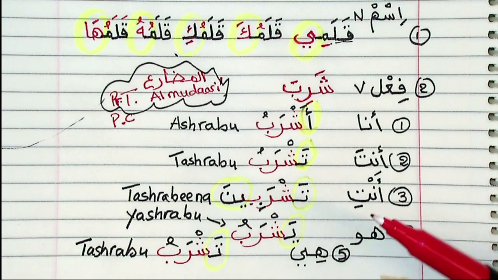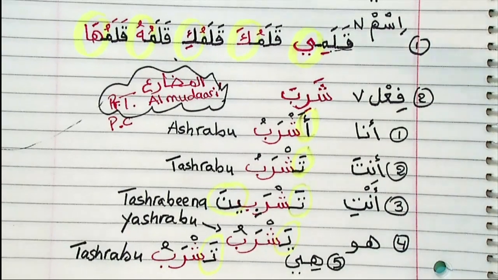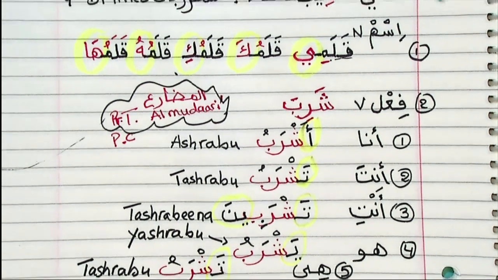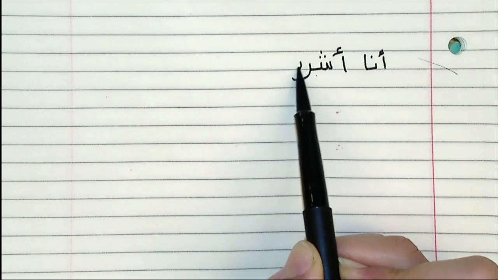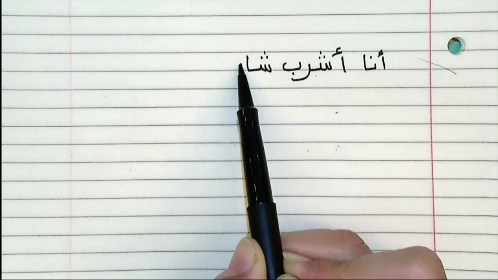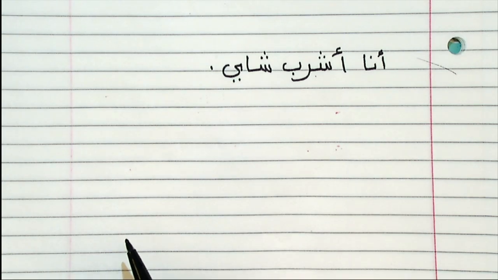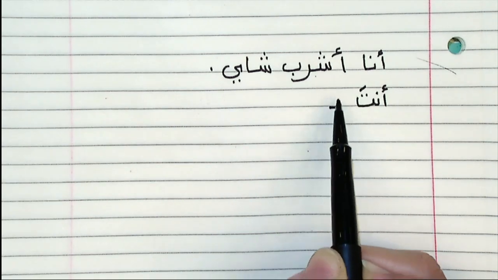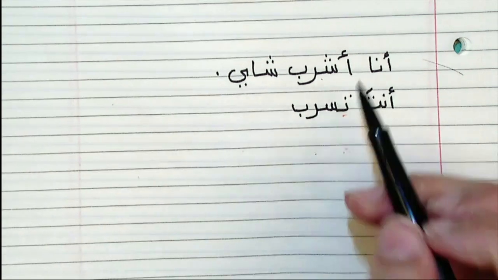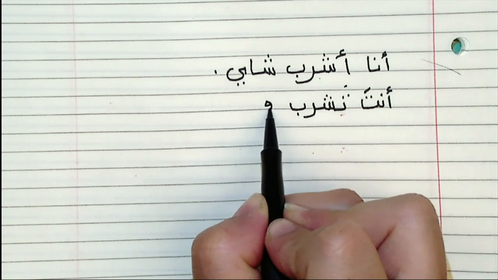How are we going to make a sentence with a verb? We can also activate some of our vocabulary. We're going to be using drinks, since the verb is to drink. So we have ana ashrabu shai. I drink tea, or I am drinking tea. Anta tashrabu qahwa. Coffee.